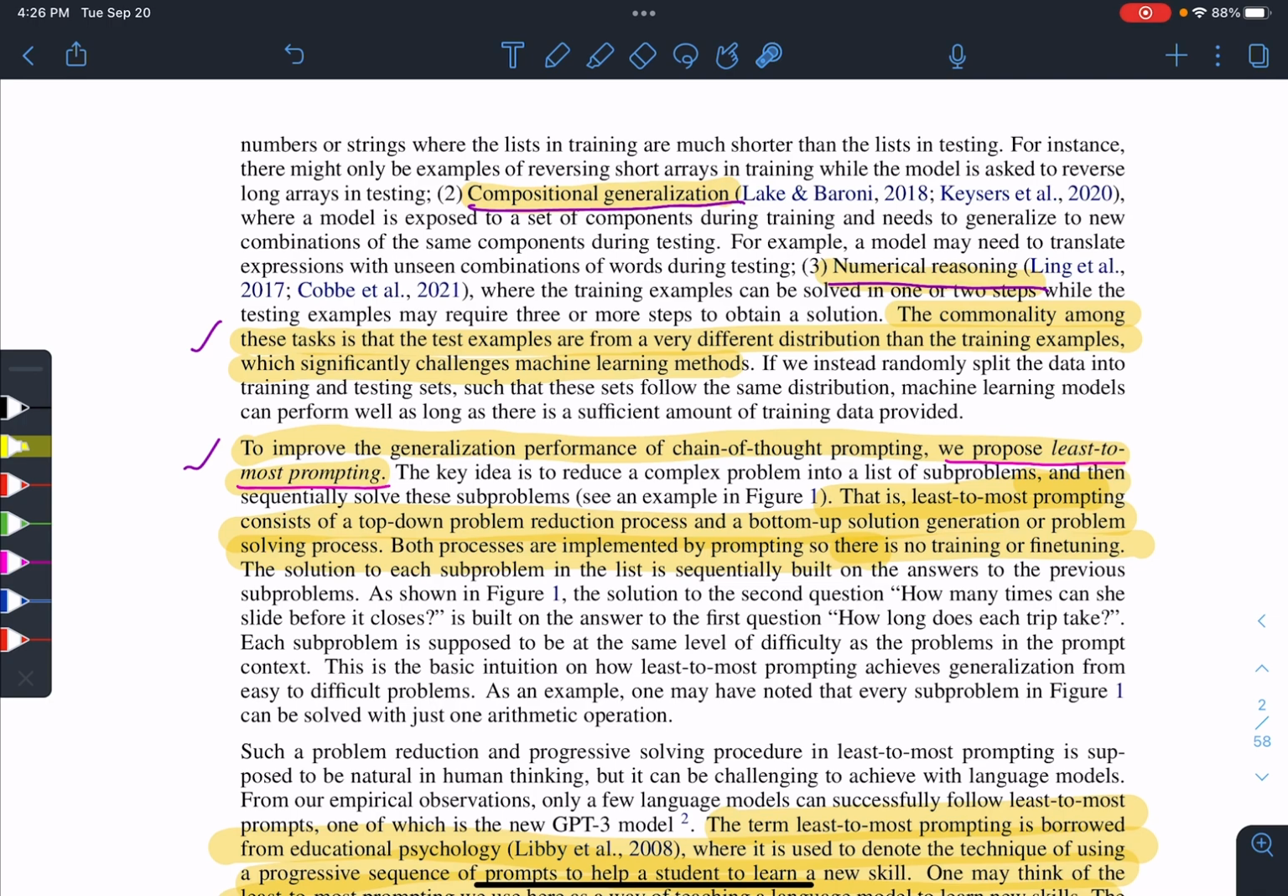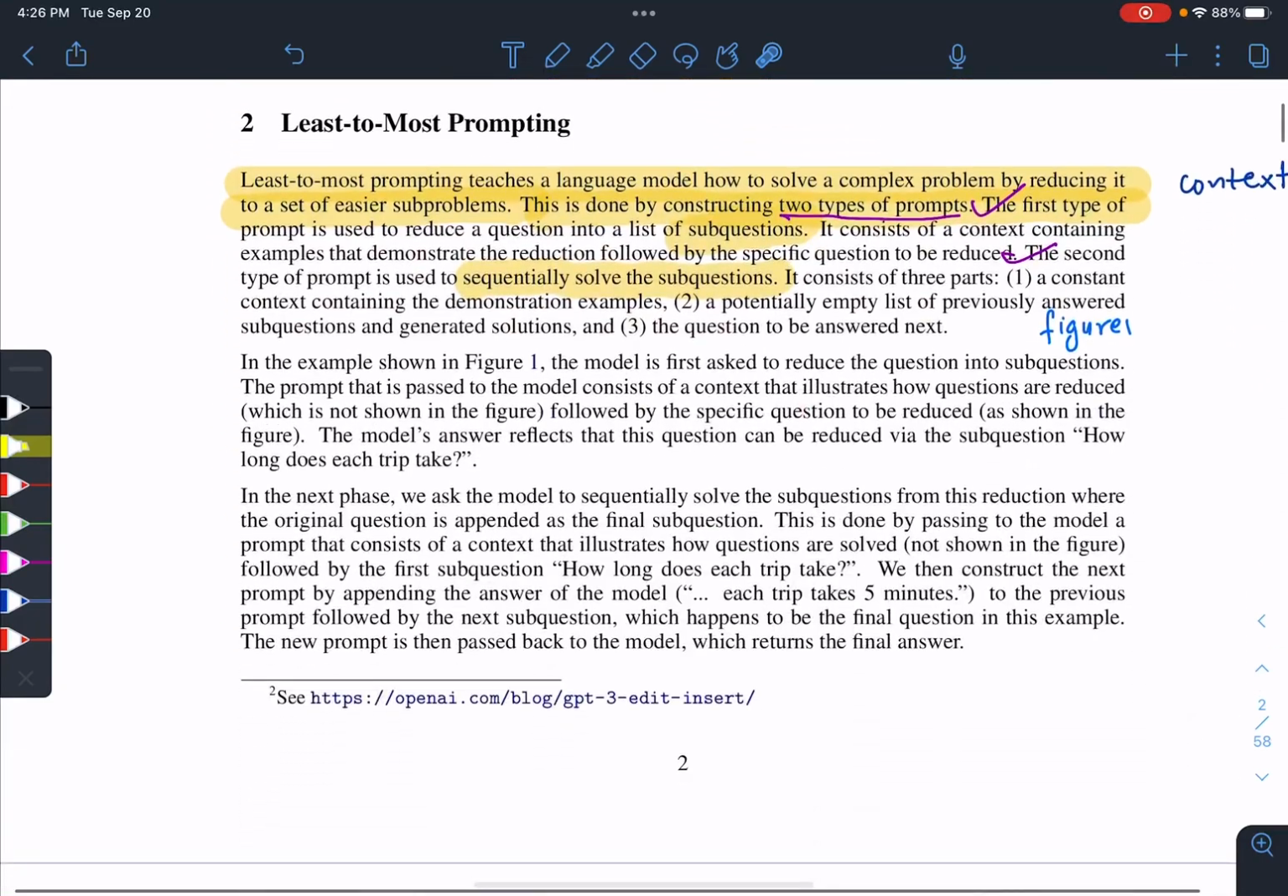So what they mean is that the test dataset is more complex than the training dataset. For example, in the concatenation examples we saw, there were questions with 2 words or 3 words. That's the training set. And when they look at the test set, it has questions with 4, 5, 6, up to 12 words. So they are more complex than the training set. Chain of thought doesn't perform well in that scenario, so that's why they came up with this strategy. Okay, that's the key point here.